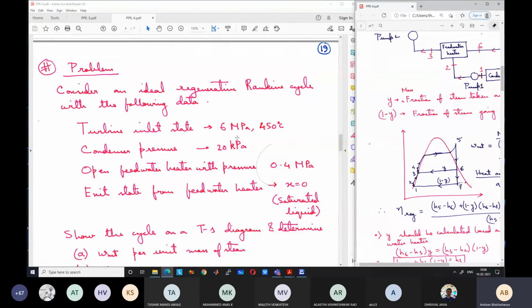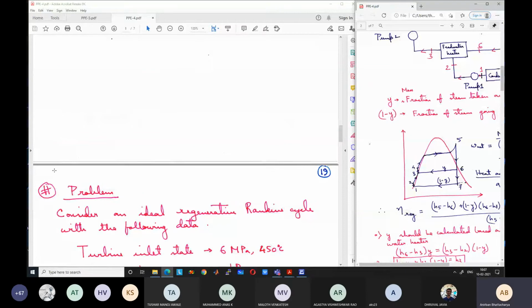We have a feed water heater with pressure equal to 0.4 MPa, 400 kPa. It's an open type of feed water heater. We will discuss open and closed feed water heaters in the next class. Open feed water heaters are heaters that we have seen today, where direct mixing occurs. Closed feed water heaters are heaters where there is no direct mixing. It is a shell and tube type of heat exchanger. So we have only considered the open feed water heater today.